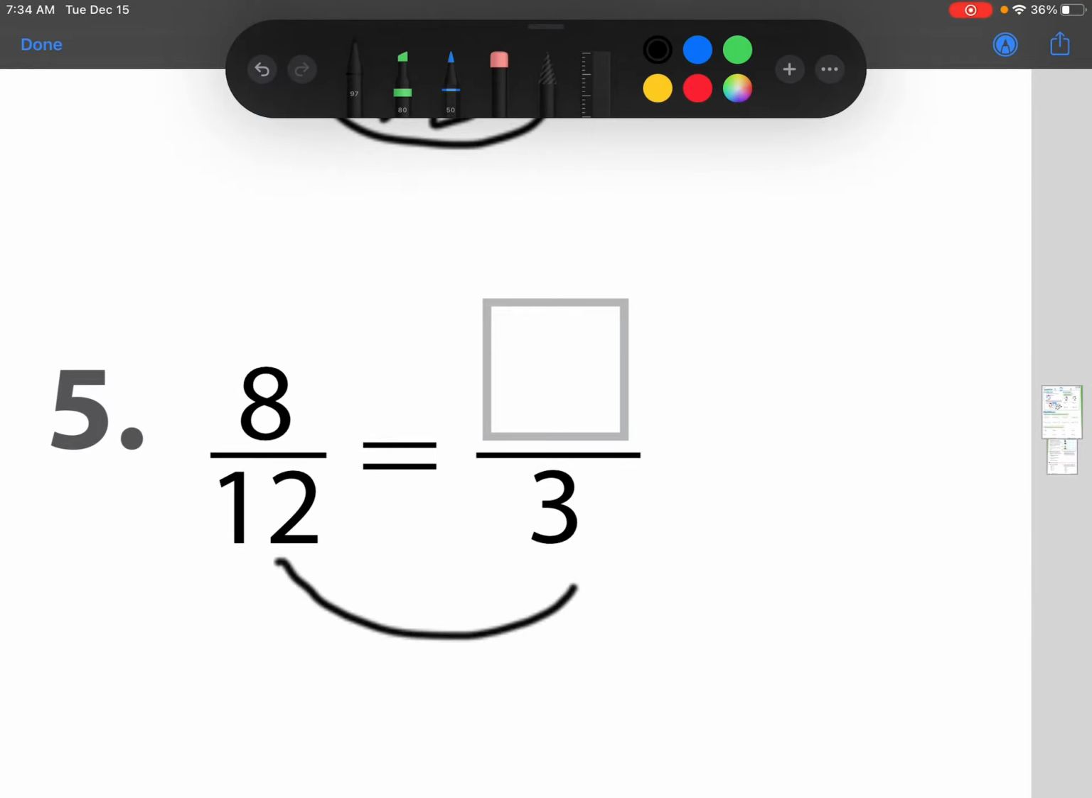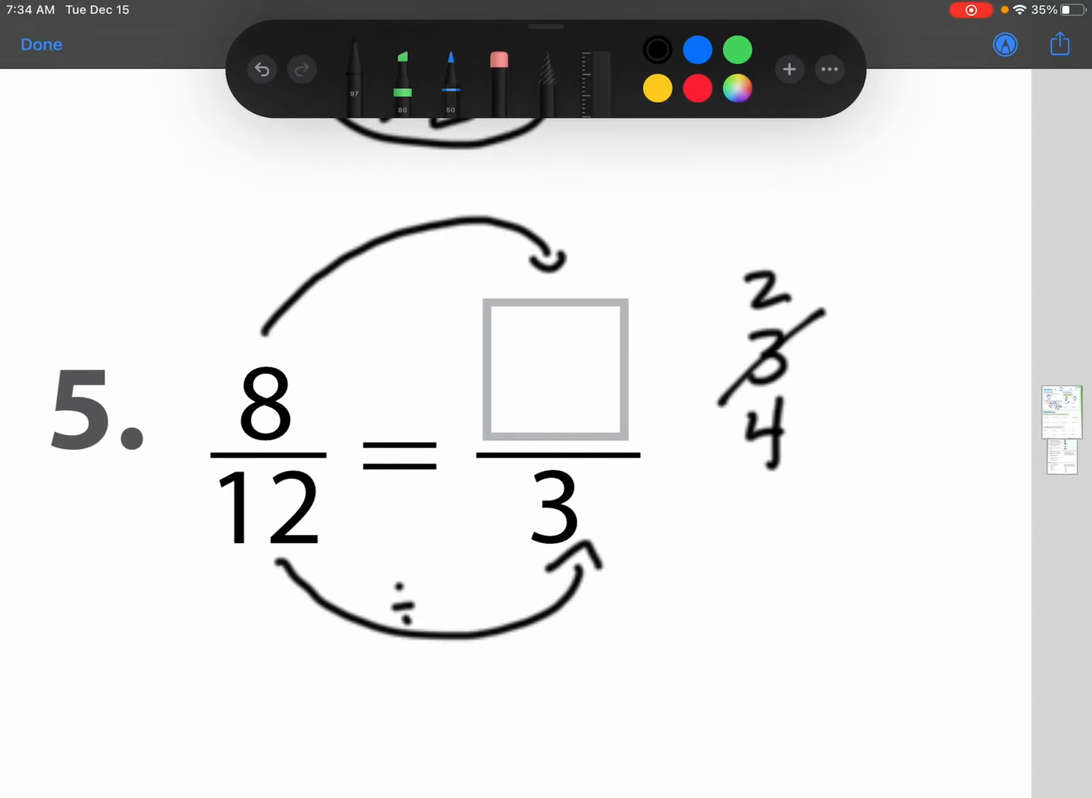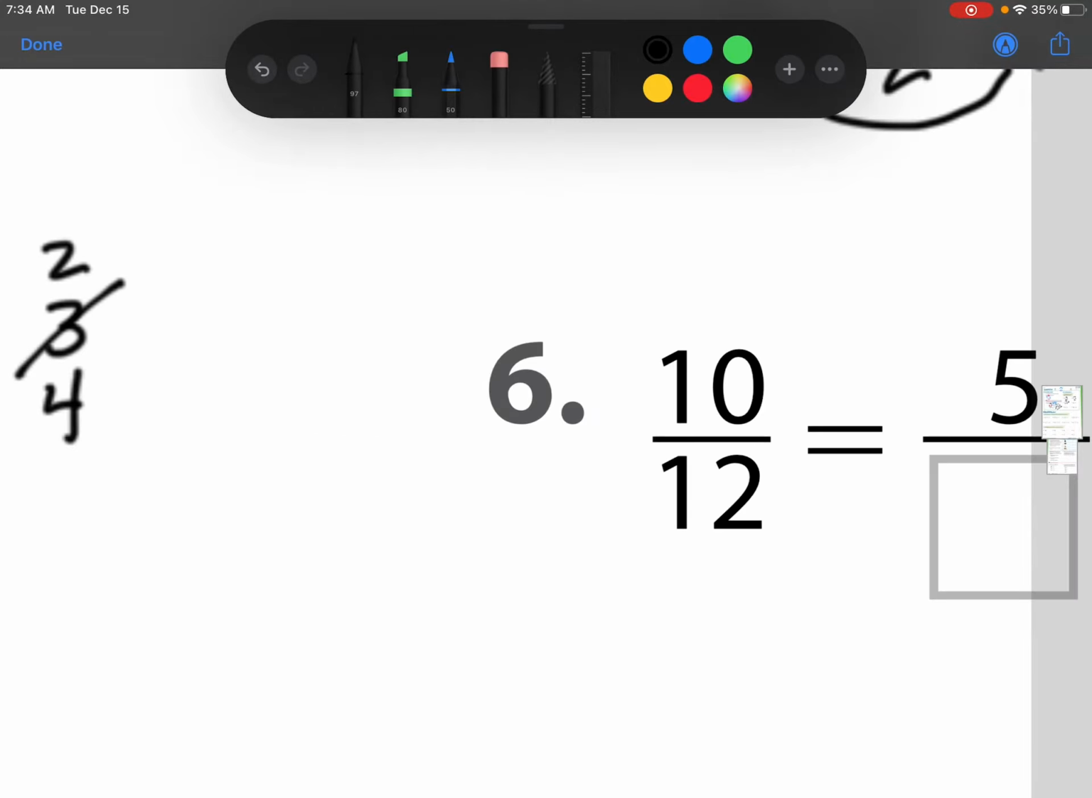This one, we have to think, how do we get from 12 to 3? We could have divided this by 2, but notice, since they're both even numbers, if we divide it by 2, 12 divided by 2 is not 3. So we have to have another number. So now we use our rules of divisibility, and I see, well, I can't divide it by 3 because when I add 8 up, it doesn't equal a number divisible by 3, but I can divide it by 4. So let's try by 4. 8 divided by 4 is 2. 12 divided by 4 is 3. So it looks like that was our answer.